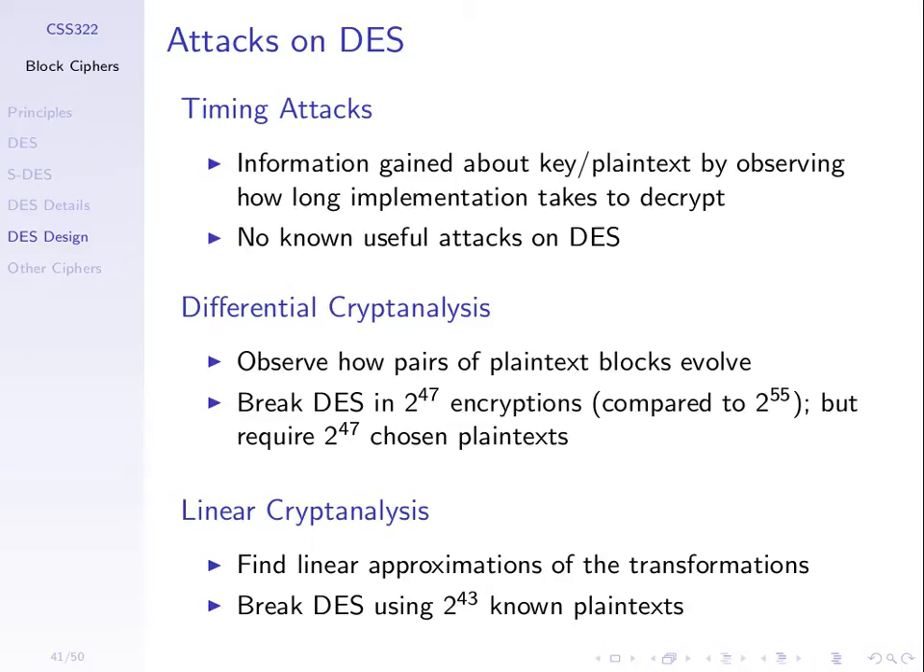There are other attacks. By observing how plain text values change over time, looking at the differences, there are some attacks. So remember, brute force in DES is 2 to the power of 56 operations. That's the worst case. This differential cryptanalysis attack, they could get it down to 2 to the power of 47 operations. Much better.